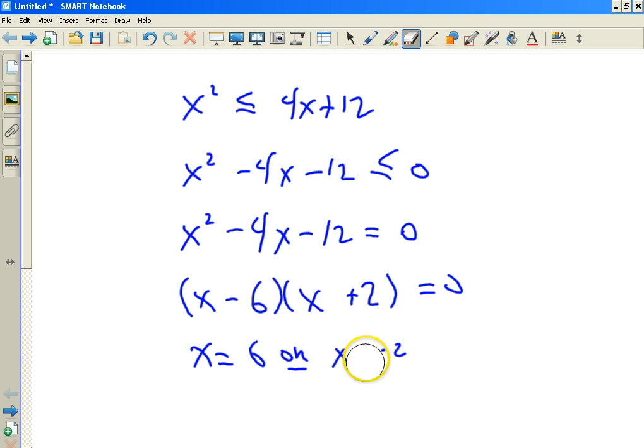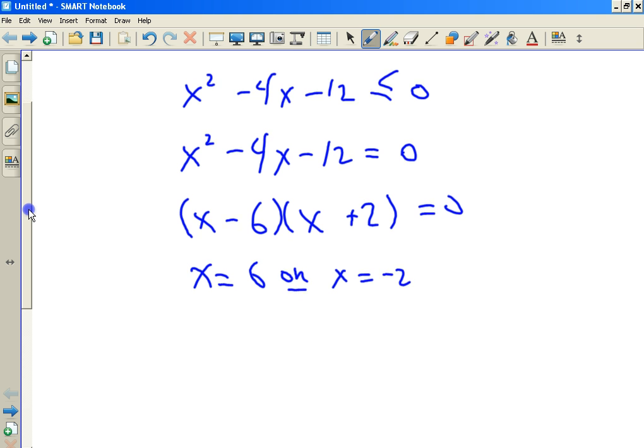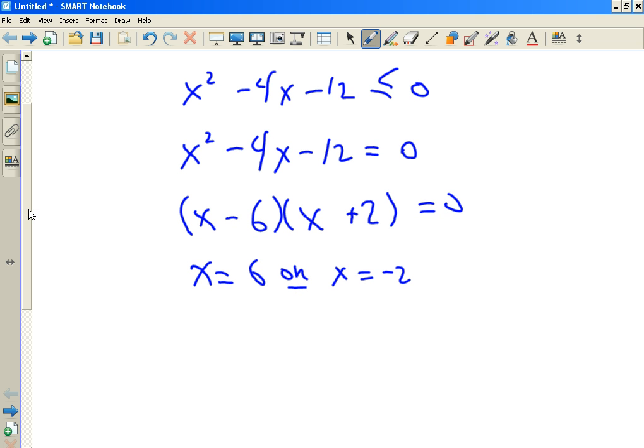So there's nothing different yet. We've just figured out the zeros, when it is 0. But what about when it's less than 0, or negative? How do you figure that? You do what's known as a sign line test. Have you ever heard of a sign line test? No? Okay, let's do a sign line test.